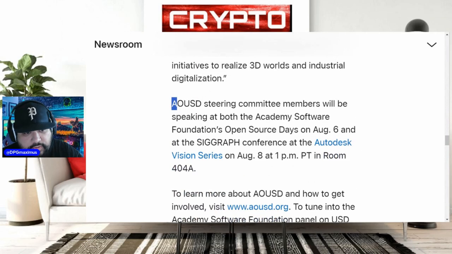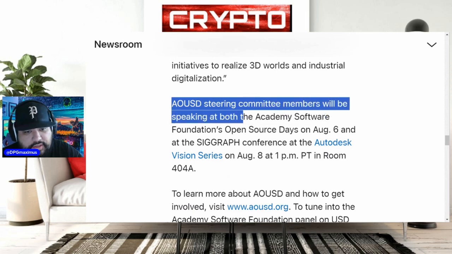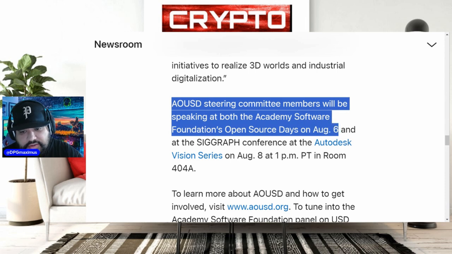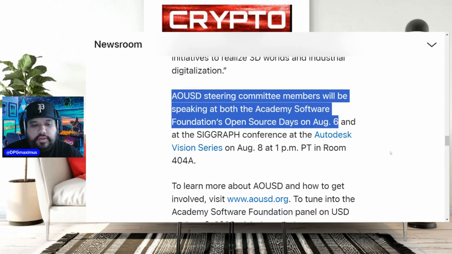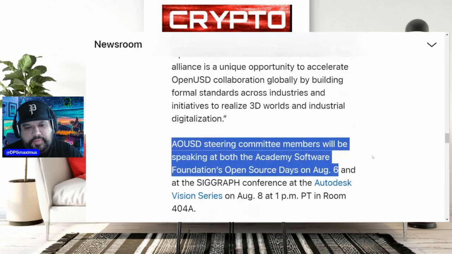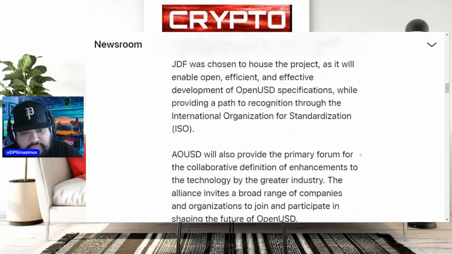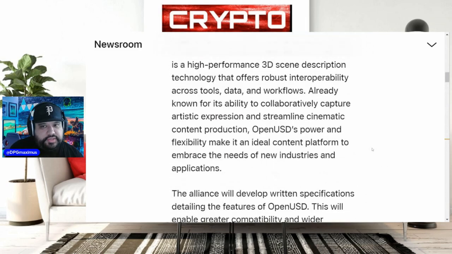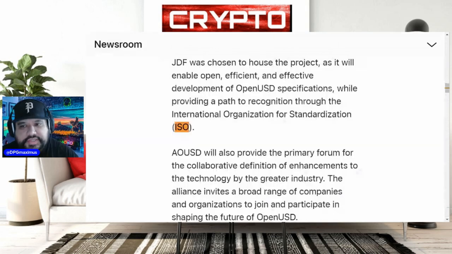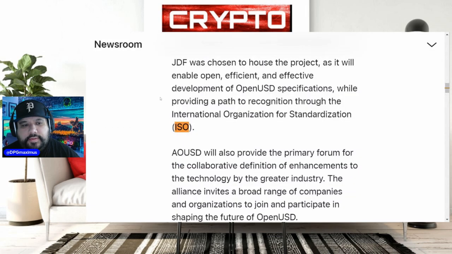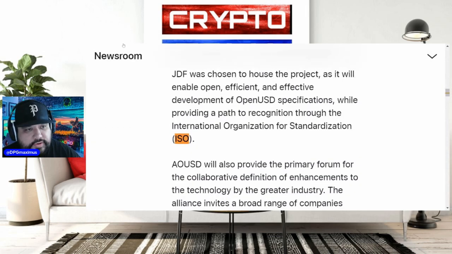How about this? AOUSD steering committee members will be speaking both at the Academy Software Foundation's open source days on August 6th. I mean, I don't know if it's going to happen. You never know. Maybe Gilbert Verdin might show up virtually, or maybe in person. I don't know. But whatever the case be, talking about being well connected and setting down the standards. And it literally references, I'm going to show it one more time just in case you missed it. ISO on that particular standard. Yeah, that's very cool.